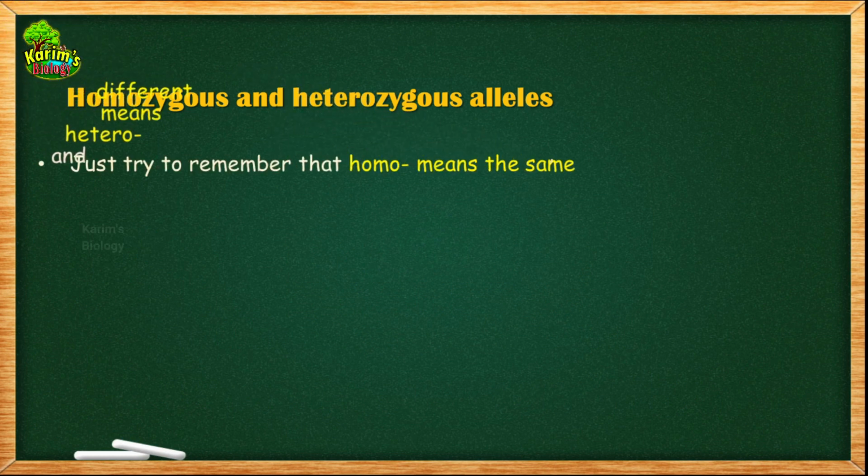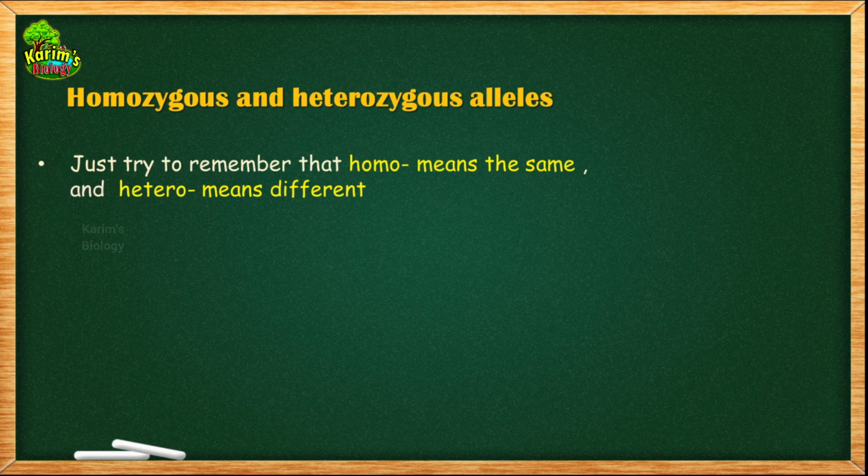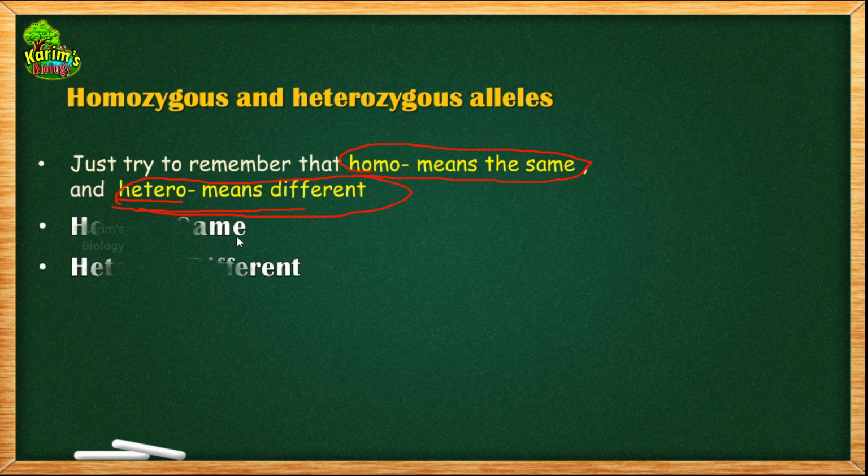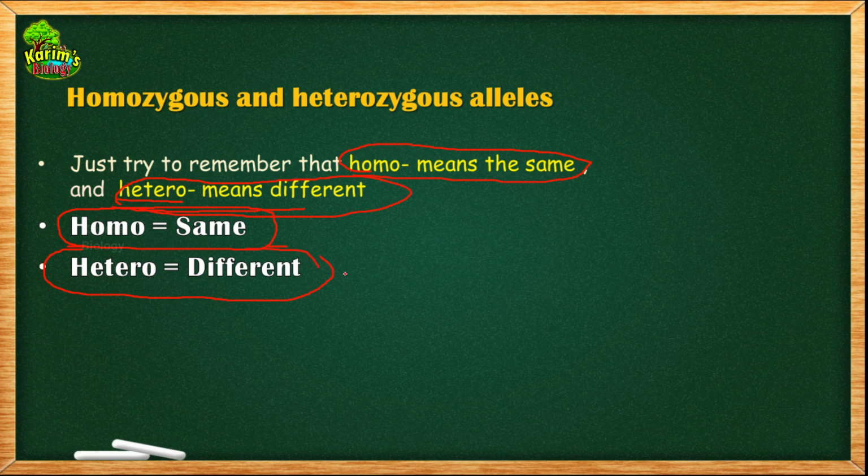Before we start our discussion, there are two words that you definitely have to understand. Try to remember that homo means the same and hetero means different. Look again, homo means the same, hetero means different. These are the two words, homo and hetero, that you have to learn, because you will come across these two words frequently when you learn genetics. Not only genetics, in biology, when you learn different topics, these are the words that you come across. I hope that you remember these words.